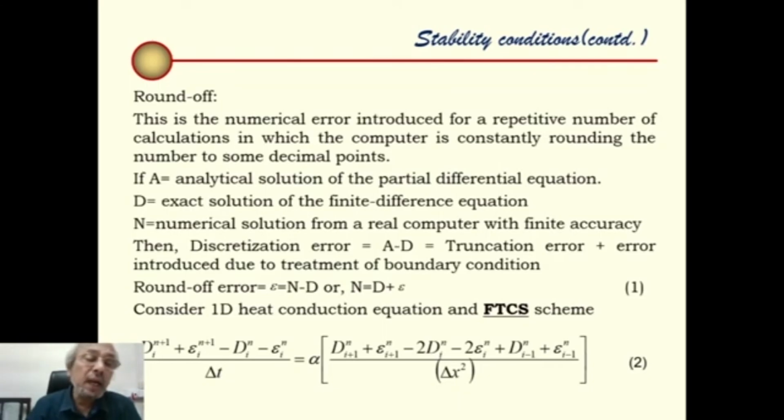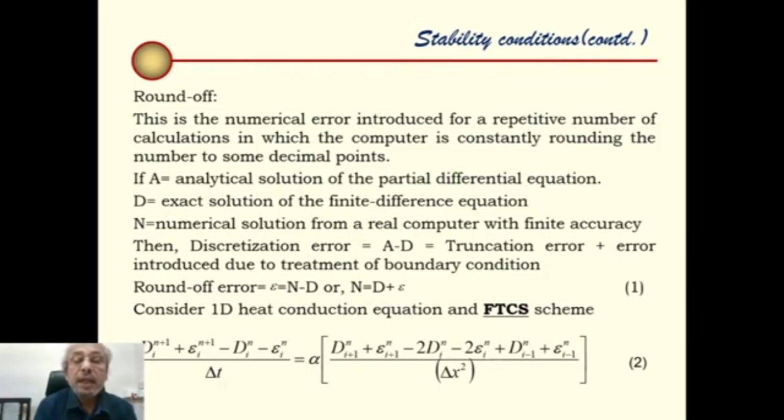So how to handle this situation? Now if A is the analytical solution of the partial differential equation, D is the exact solution of the finite difference equation. That means in the finite difference equation, whatever differencing method we have adopted, the solution that was to be obtained, if we get exactly that solution, we'll call it D.